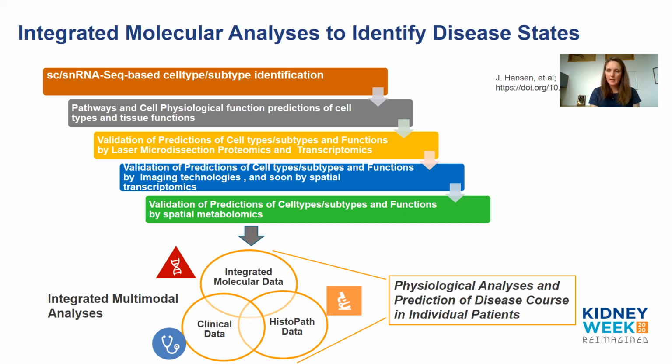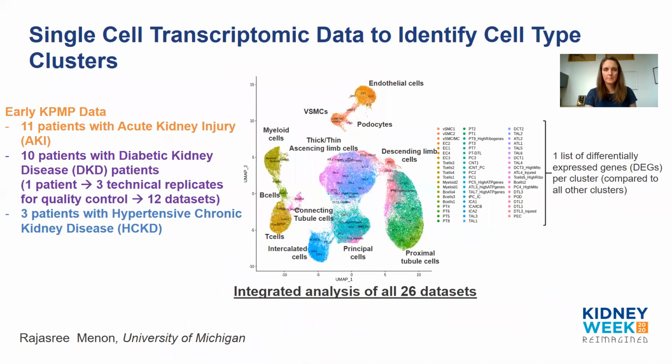And by combining that with our clinical data and our pathology data, we get to a much more comprehensive look at that tissue that may be leading us to a better prediction of disease course for an individual patient. And so let me show you some early work that's being done in KPMP following this framework.